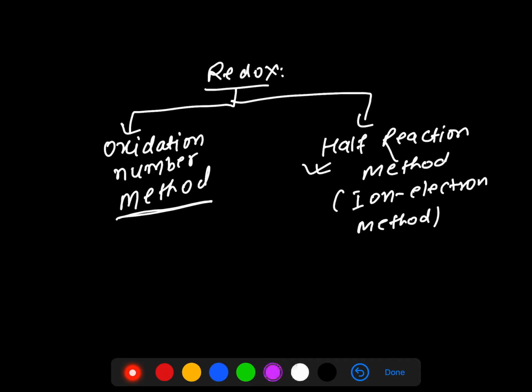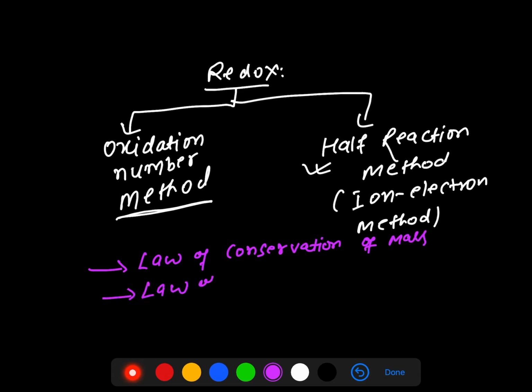So whichever method of balancing the redox you use, there are two things that you need to keep in mind. You have to follow the law of conservation of mass. Second thing is, you also have to follow the law of conservation of charge. In normal reactions, you just follow the law of conservation of mass, but in redox, you have to follow this also. So keeping this in mind, we'll proceed forward.